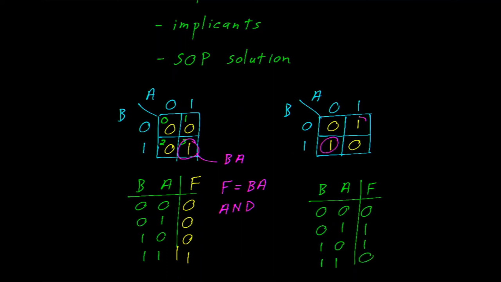If we circle the 1s, we would call this implicant B0A, and this one would be BA0. You read that as B is 1 and A is 0. The Boolean expression for that is F is equal to B0A or BA0, which you might recognize as an exclusive OR. That takes care of the 2x2 cells.